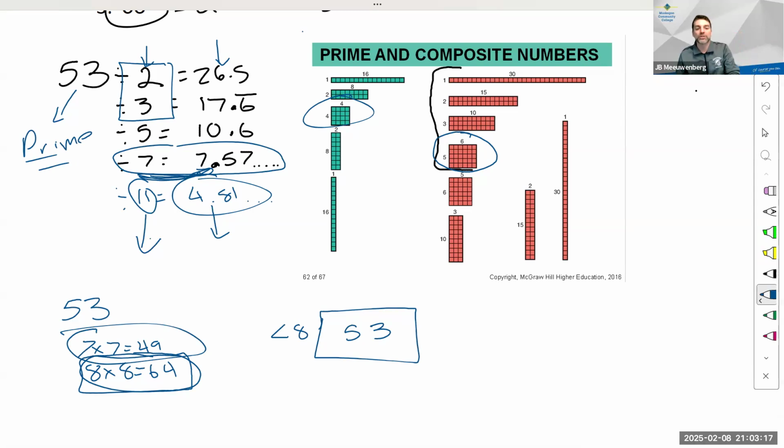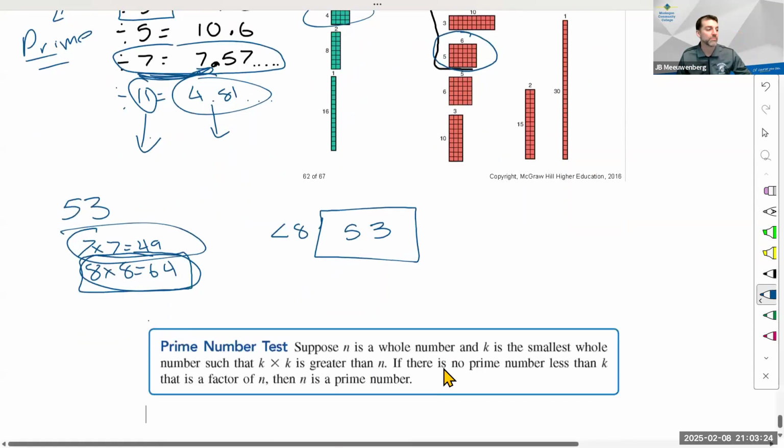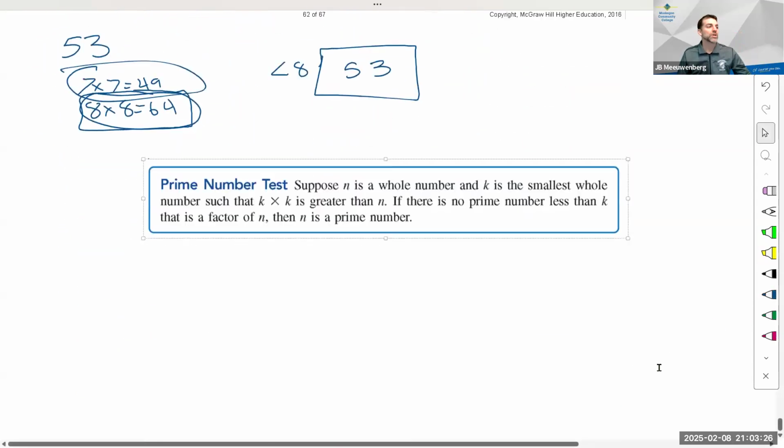And so if we start to try to put that into a formal definition, it kind of looks like this. This is what we call the prime number test.